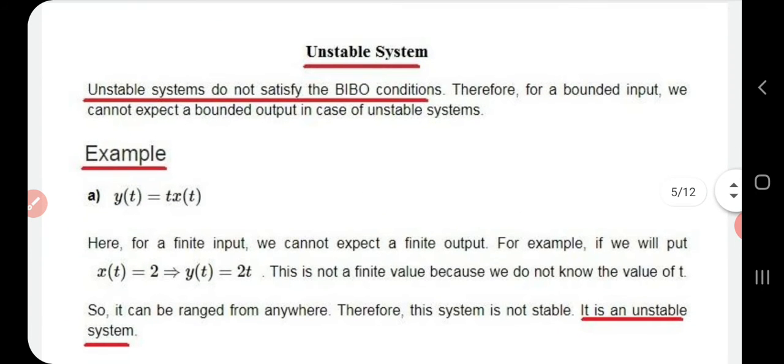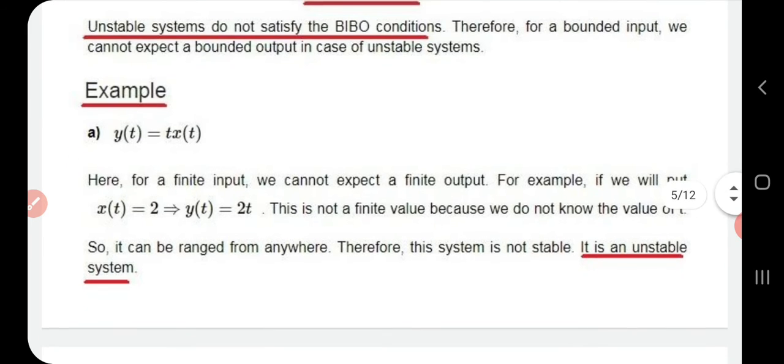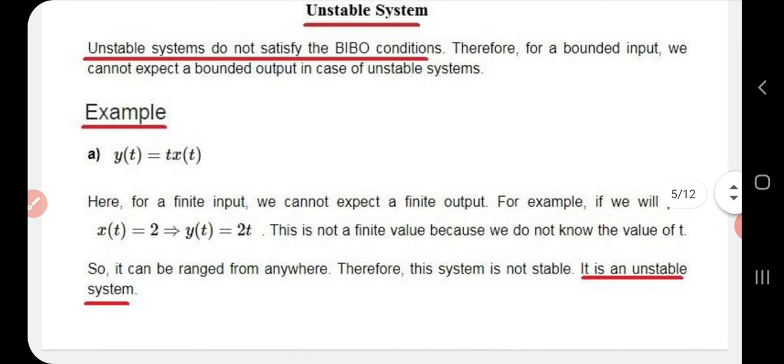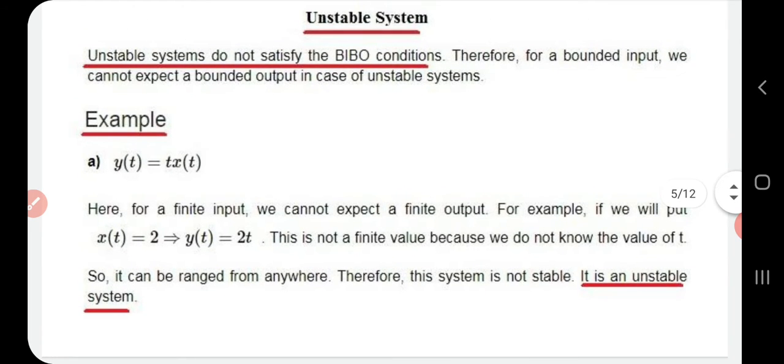Now, an unstable system is just the reverse. That is, it does not satisfy the BIBO condition. For a bounded input, we cannot expect a bounded output in the case of an unstable system. That is, even though we are giving a finite or bounded input, the output may not be bounded or finite. Okay, such a system is called an unstable system.